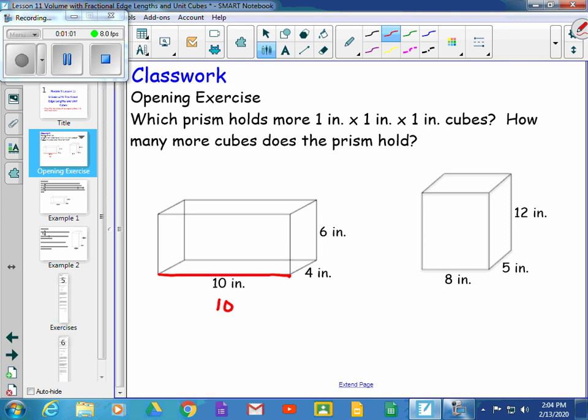Then, if I look at this dimension here, the width, that would tell me how many of those rows I could have. Well, if I have a 1 inch by 1 inch by 1 inch cube, that means I can have 4 rows of cubes. Finally, if I look at this height of this prism, that will tell me how many stacks or how many layers of cubes will fit in there. Since it's 6 inches and each of those cubes is 1 inch high, that means I can put 6 layers high.